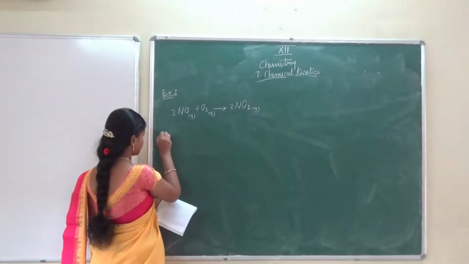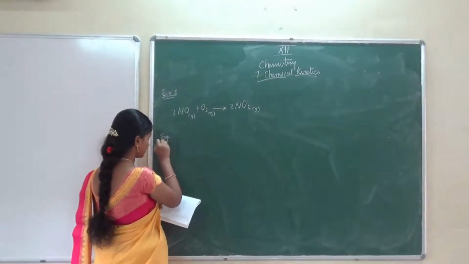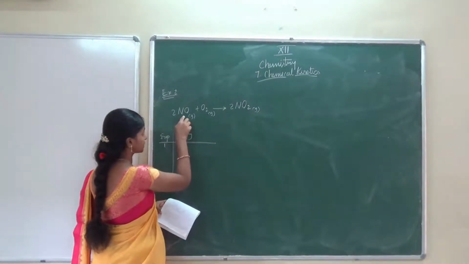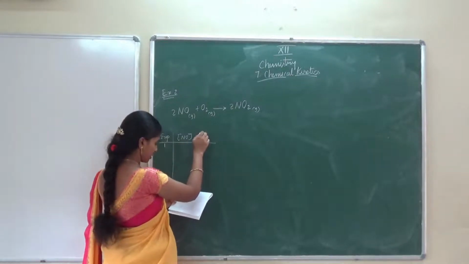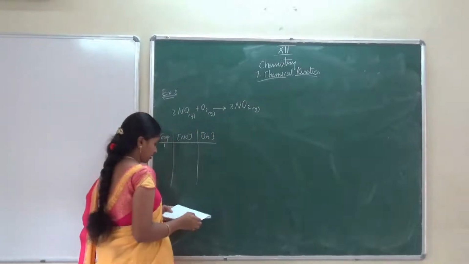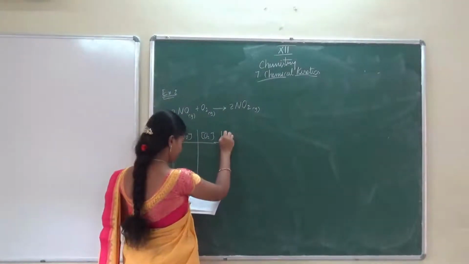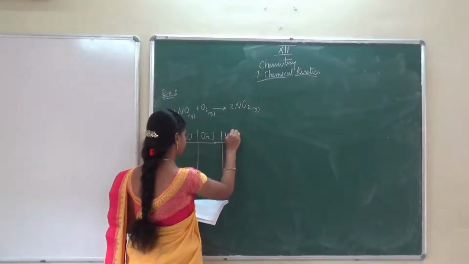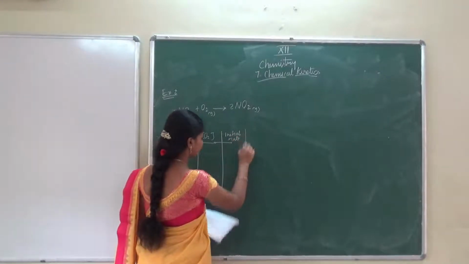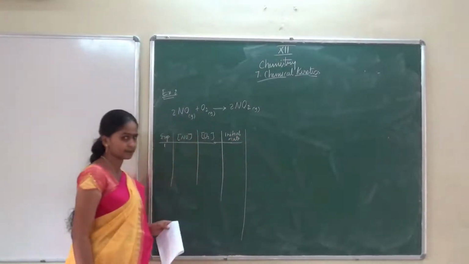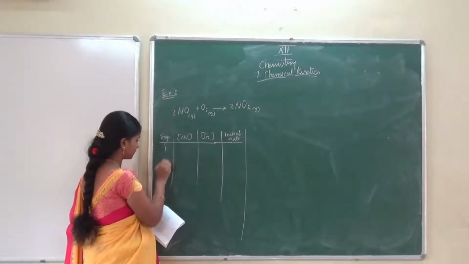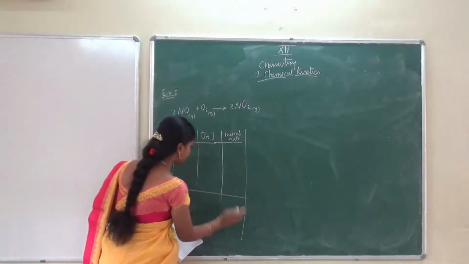First, experiment number 1: the concentration of NO and the concentration of O2, then the rate, initial rate or instantaneous rate. In the last video only I have explained what initial rate or instantaneous rate is. They have done 3 experiments and they have calculated the values.